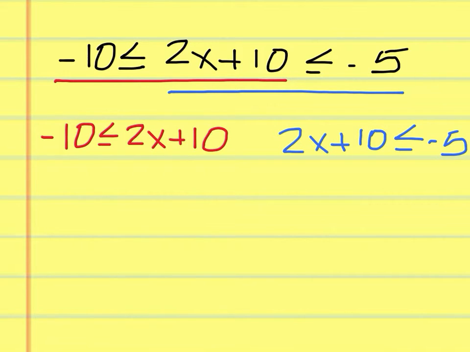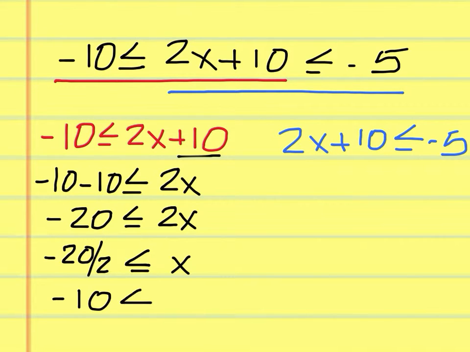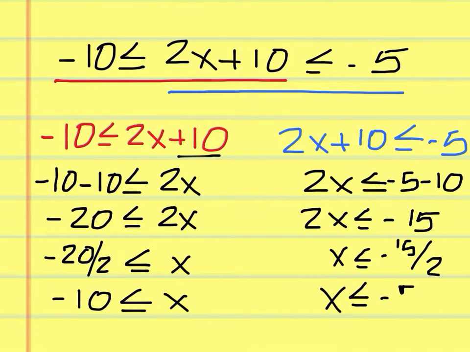On the left, you would move this plus 10 to the left and make it minus 10. Simplify, and then divide to come up with negative 10 less than or equal to x. On the right hand side, you're going to move the plus 10 to the right and make it minus 10. Simplify the right to get a negative 15. Divide by 2 to come up with x less than or equal to a negative 7.5.